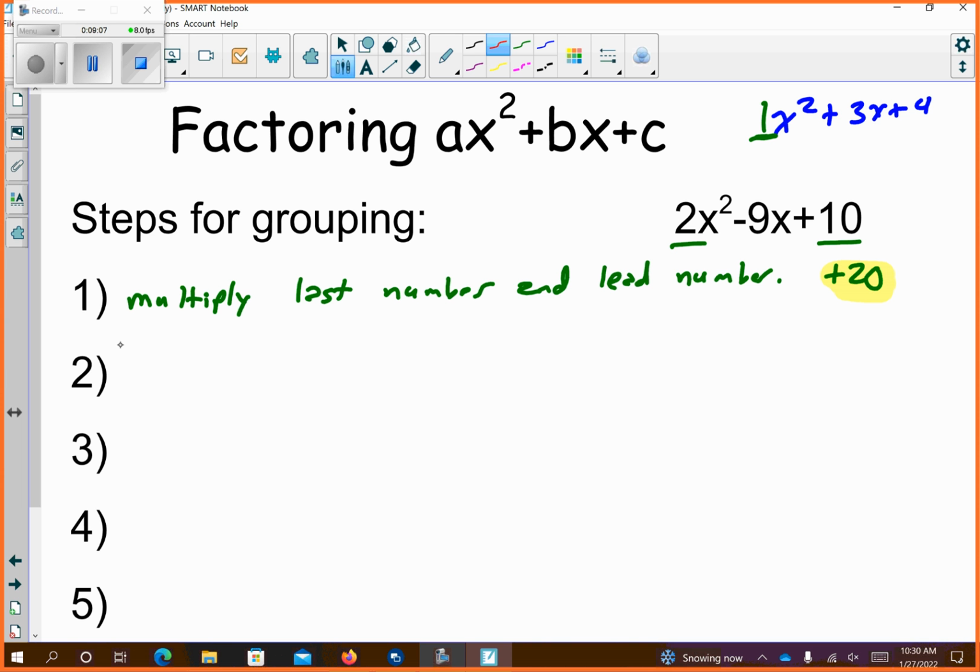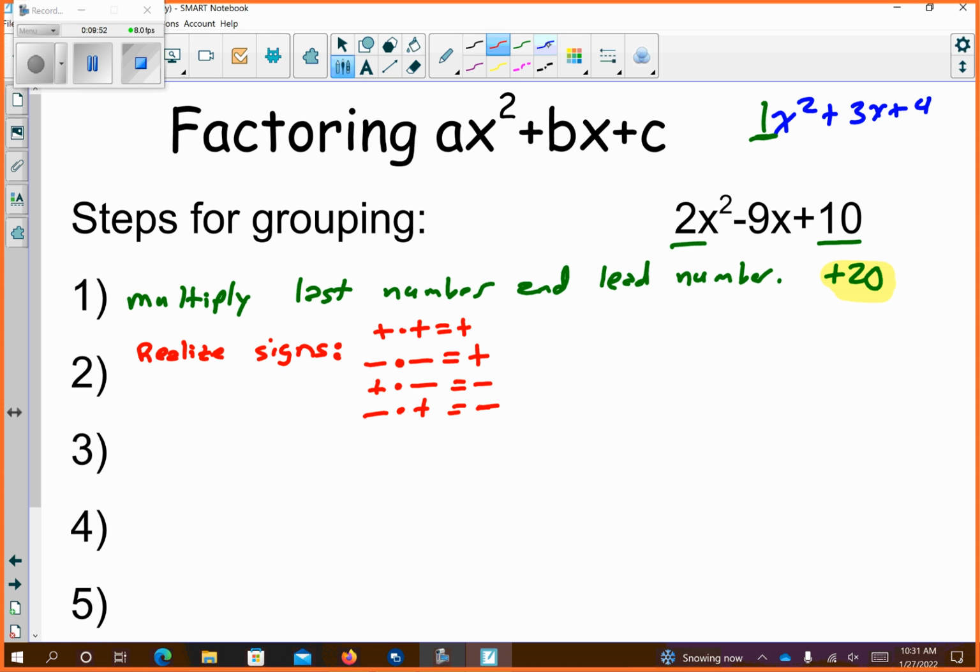Second step. Realize signs. Things to remember. Positive times positive equals positive. Agree? If I go positive 3 times positive 4, I get positive 12. I also know that negative times negative equals a positive, because if I went negative 6 times negative 2, I get positive 12. And also realize positive times negative equals negative, or negative times positive is also equal to a negative. Is that okay?